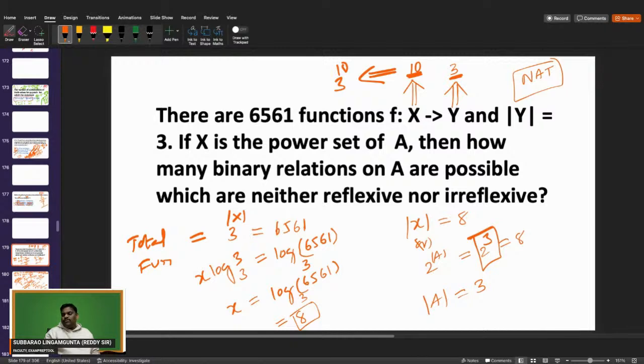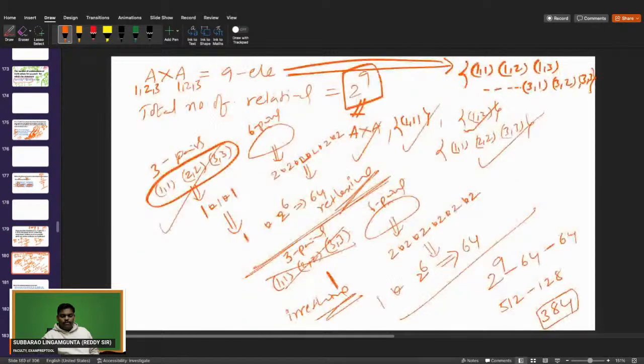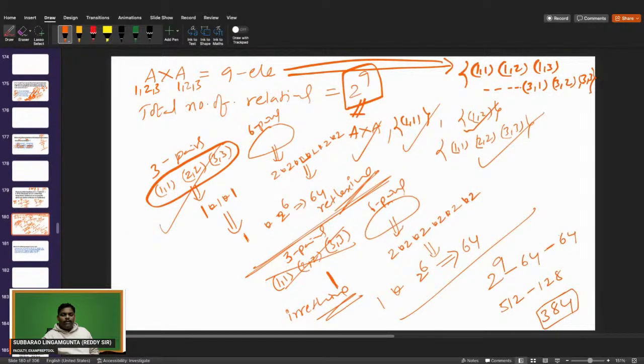6,561 functions. You should know that total functions and relations are covered. How to calculate the total number of functions? Next, how to calculate total relations, how to calculate reflexive relations, how to calculate irreflexive relations, and so on. So please take care of this problem. Let's go to the next problem.